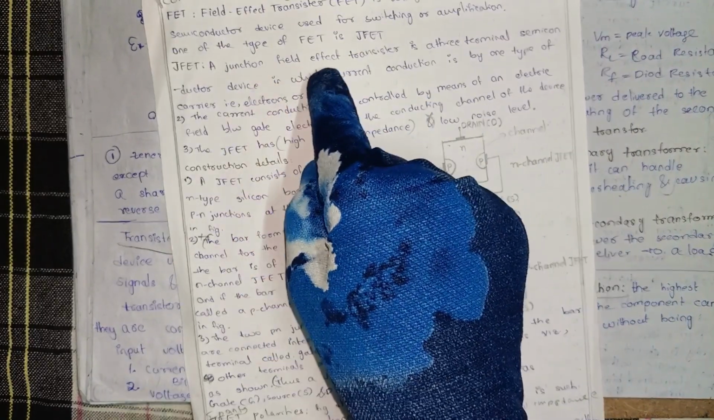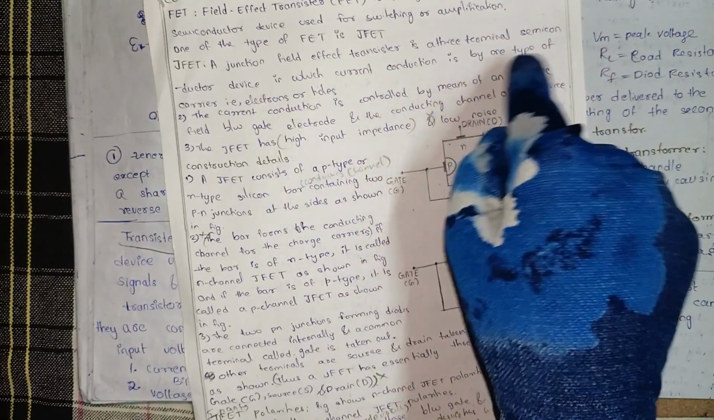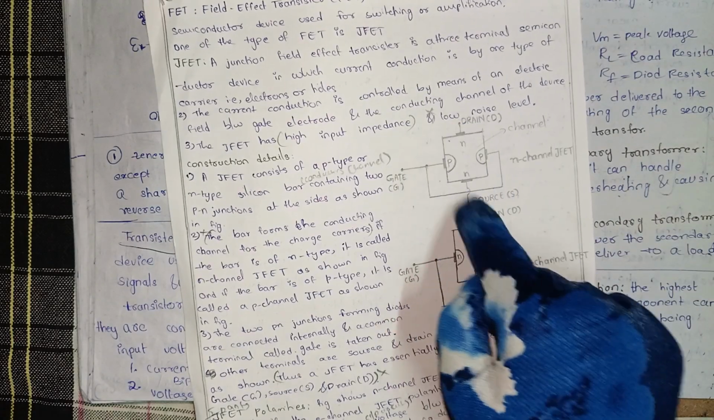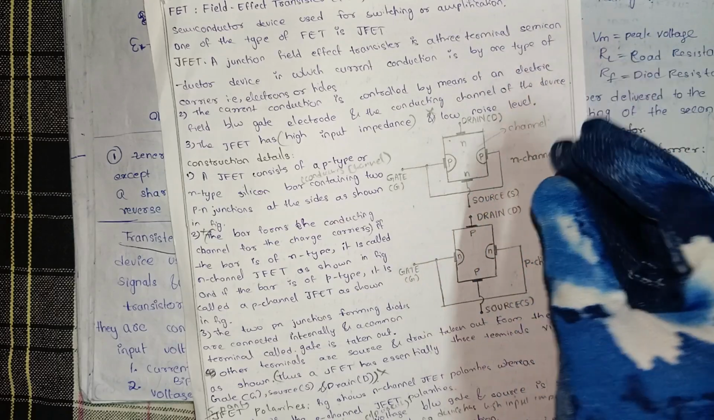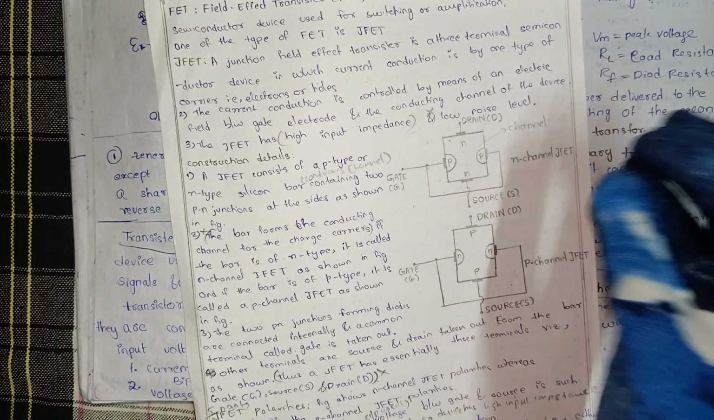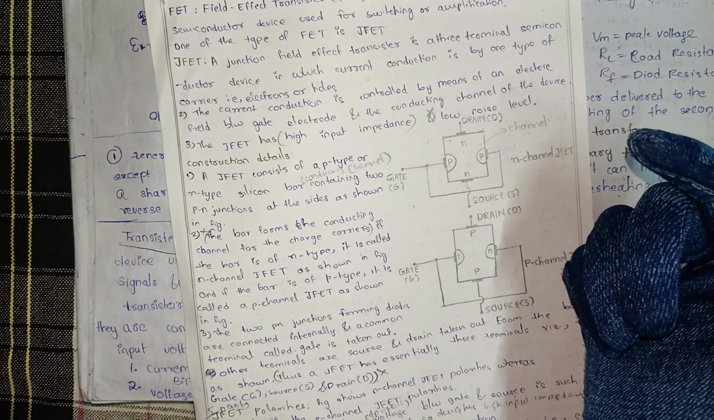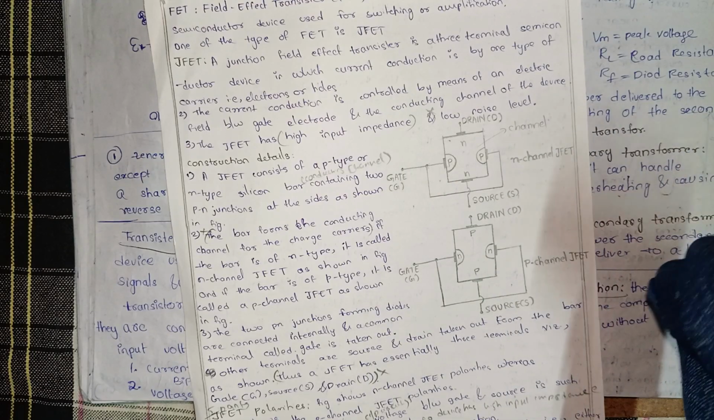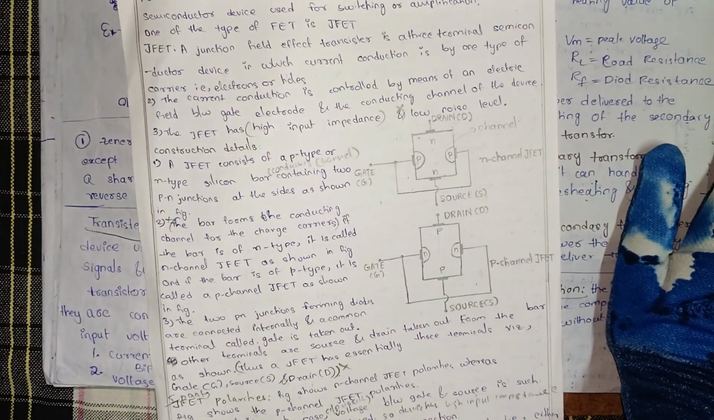JFET is a field effect transistor, a three-terminal semiconductor device in which current conduction is by one type of carrier, electron or hole. The three terminals are drain, source and gate. If it is an N-channel JFET, then conduction is by electrons. And if it is a P-channel JFET, then conduction is by P-type carriers, meaning holes.